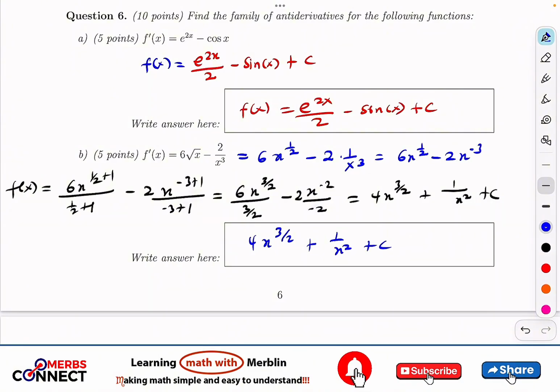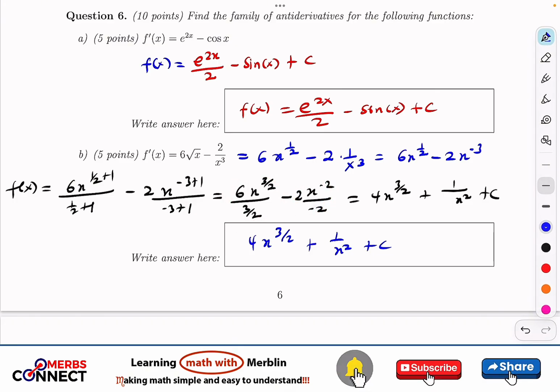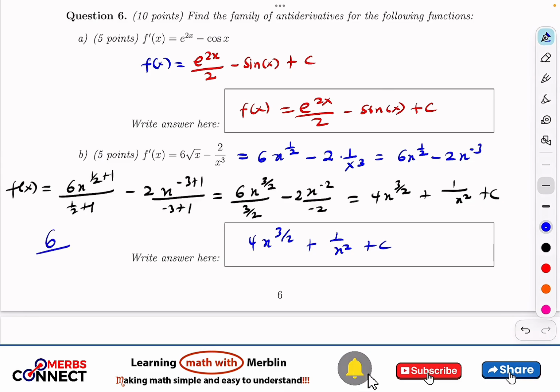Yeah. But if you cannot do that, you can just leave it in this form as well if you cannot simplify. Because what happens here to get the 4 was 6 divided by 3 over 2, which is the same as 6 times 2 over 3. Now 3 goes into itself 1, and into 6 it goes 2. 2 times 2 is 4. So that's what happened there.